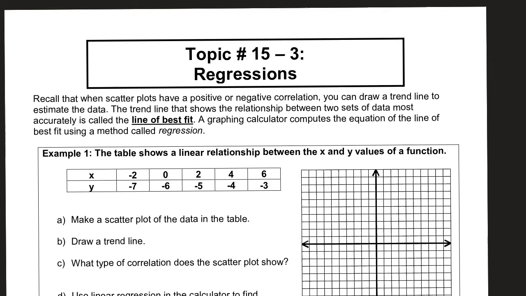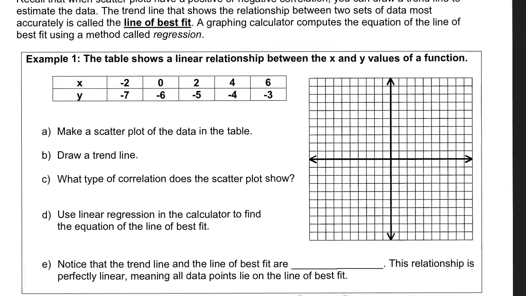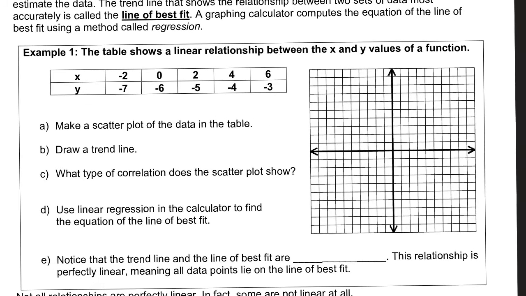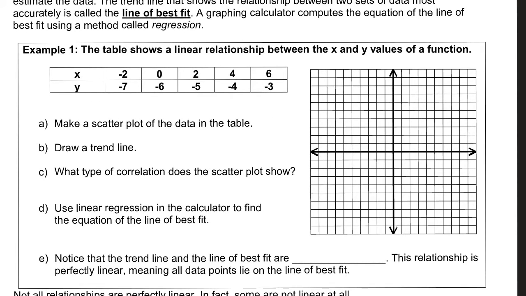Example 1. The table shows a linear relationship between x and y values. In this example, it tells us what kind of relationship there is. It's a linear relationship. So we're going to make a plot of the data, then we'll draw a trend line, and then we'll see what type of correlation the scatter plot shows. We'll use our calculator to find the linear regression, the stat function. So let's begin with part A. Please pause the video here as you plot the points.